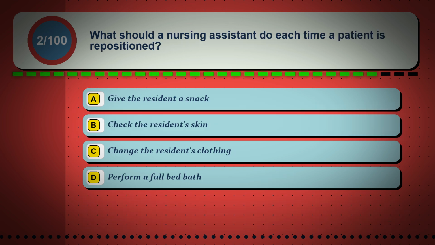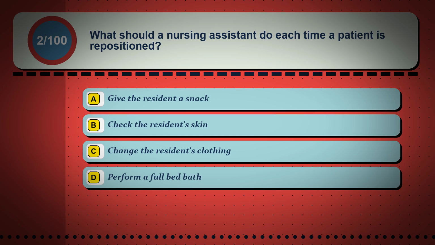Question 2. What should a nursing assistant do each time a patient is repositioned? Option A. Give the resident a snack. Option B. Check the resident's skin. Option C. Change the resident's clothing. Option D. Perform a full bed bath.